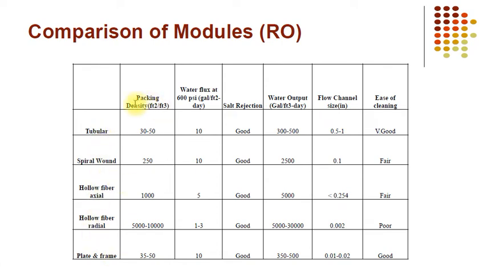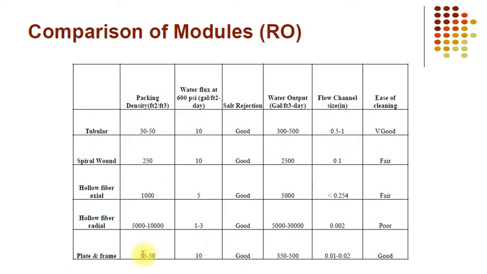So first comparing criteria is the packing density. Packing density means how much membrane area is available per unit volume. So the unit is feet square per feet cube. Okay, so the smallest packing density is the tubular membrane module, which is 30 to 50. Why is it very small? Because the size of the tubular membranes is quite large, so you have less membrane area per unit volume of the module.